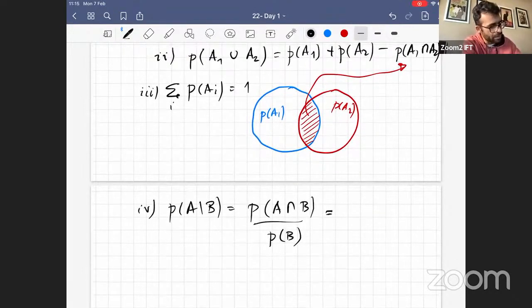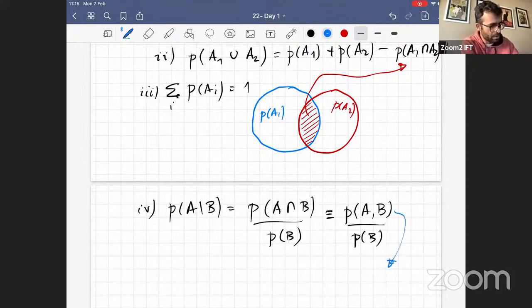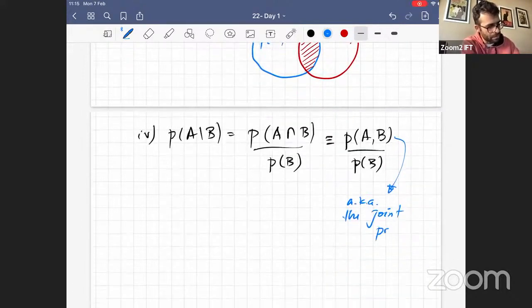And another notation for this, which is more commonly used, and this is what we are going to use mostly here, is this notation. So the intercept is also written like A comma B. And this guy in the numerator here is also known as the joint probability, okay? The joint probability of A and B.